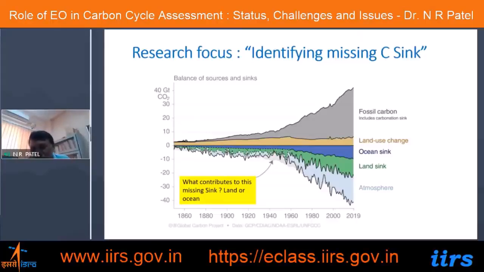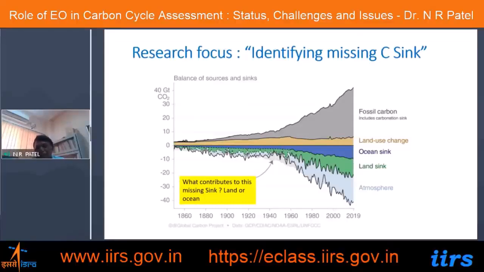atmospheric CO2. So here you are seeing in the light gray area, that means over the period from 1940 onwards, there is a rising of atmospheric CO2, because carbon is added to the atmosphere every year because of the imbalance between the source and sink.